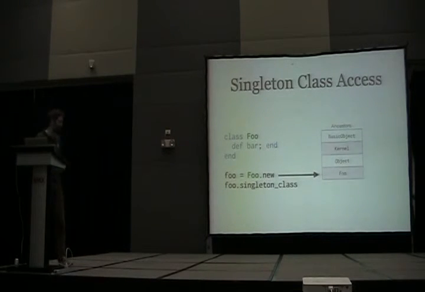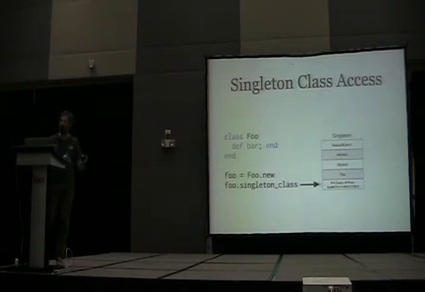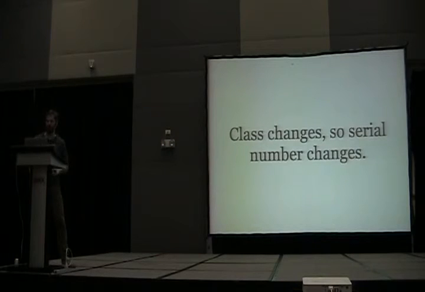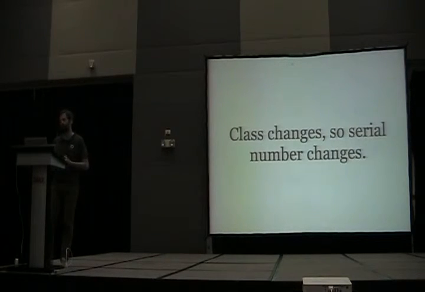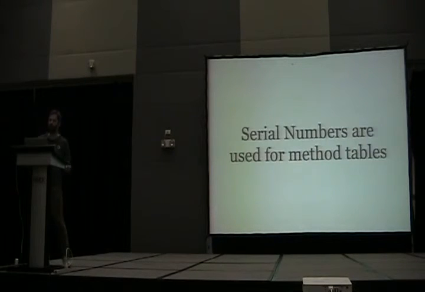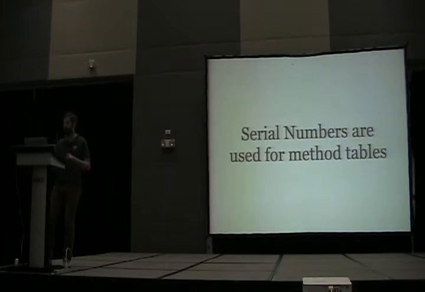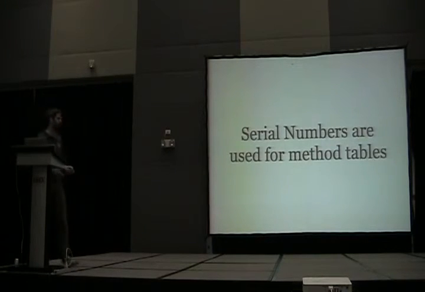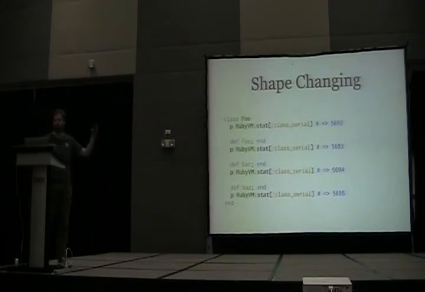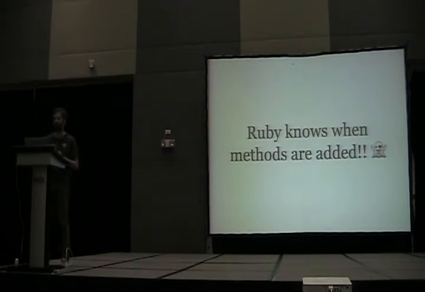And then as soon as we access the singleton class, Ruby automatically, behind the scenes, creates this singleton object for us. Now, the class changes, so the serial number also changes, right? Our ancestors change, so the serial number also changes. And these serial numbers are used for method table caches, as we saw earlier. And what's interesting is if we take a look at this class serial number as we're changing the shape, you'll see that Ruby detects every single time we add a new method, right? This serial number increases every time a new method is added. So Ruby knows when methods are added.